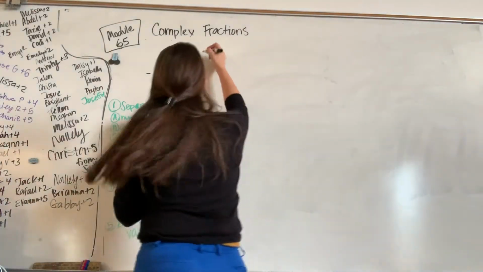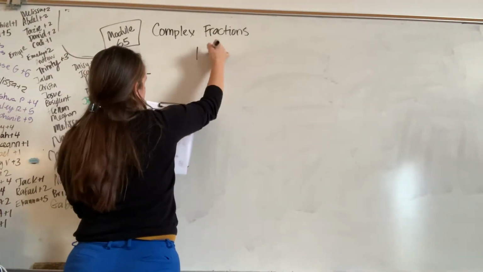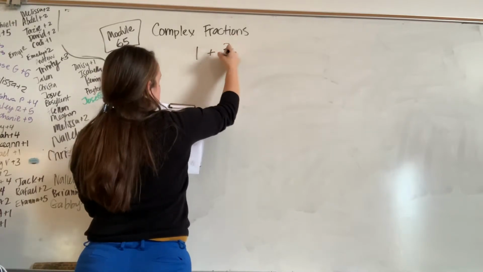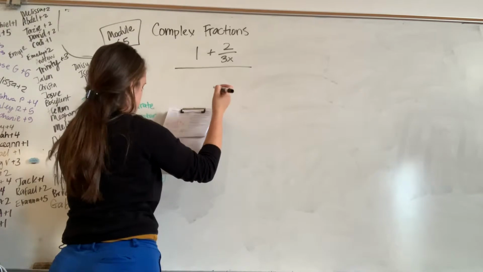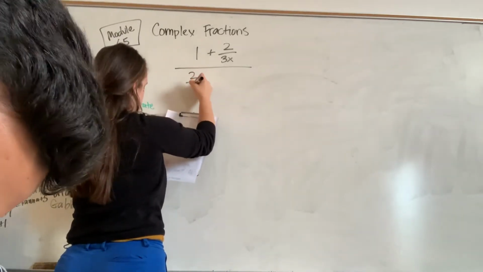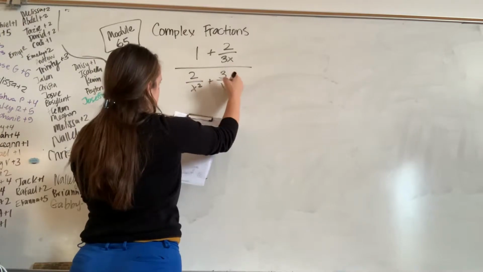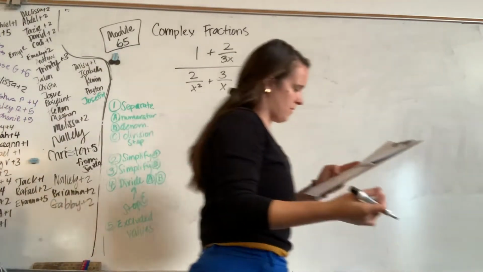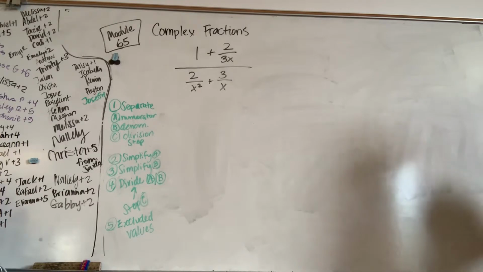Let's try this one: 1 plus 2 over 3x. Feel free to go on, do another page if you need to. Sweet. Awesome. 2 over x squared plus 3 over x. With 3x, 3 over x? Oh, right. Look at the board.